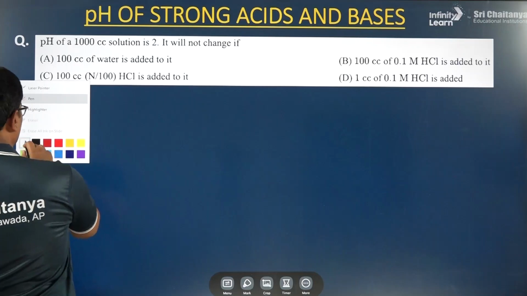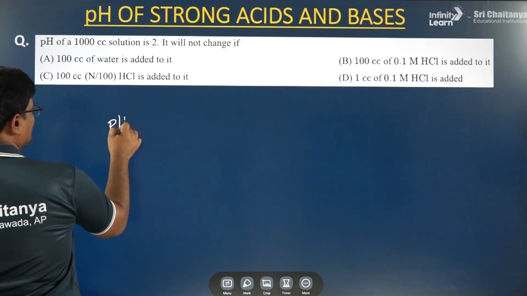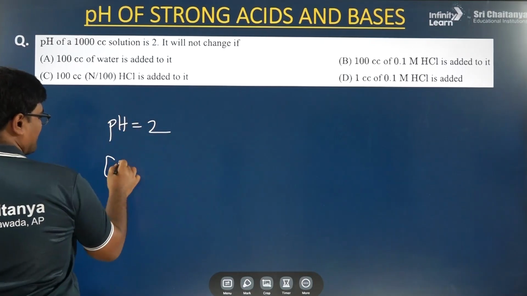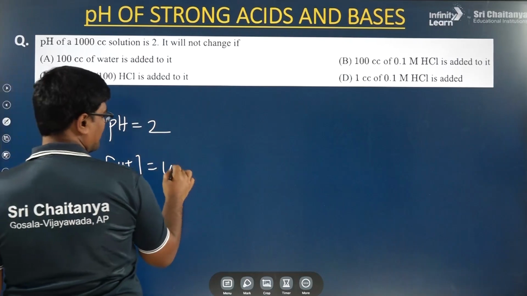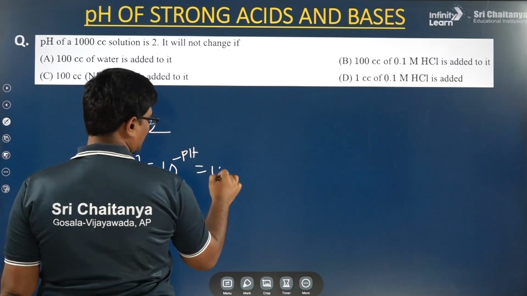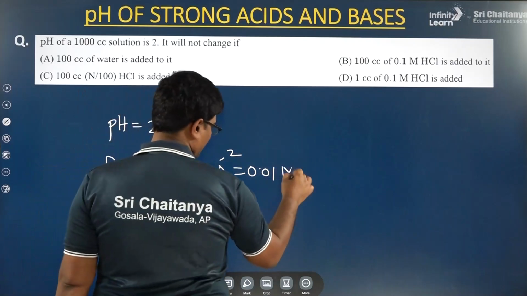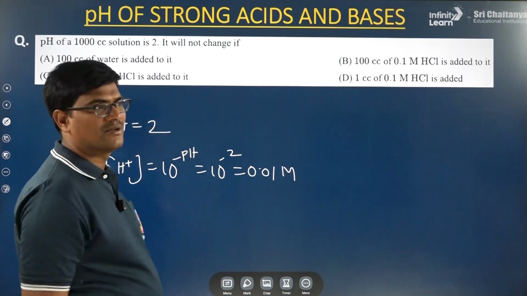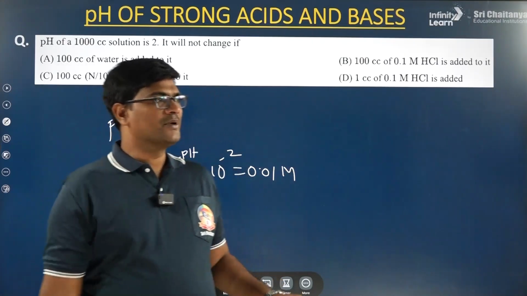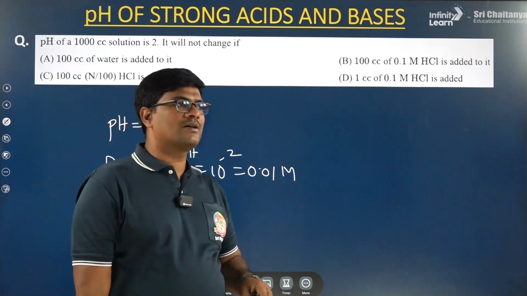Let's see. How do we calculate concentration? pH is equal to 2. Then what is the concentration of H plus ions? That is written as 10 power minus pH. That is 10 power minus 2, 0.01 molar or normal. For H plus ion, molarity is equal to normality only. That means we are taking 0.01 molar HCl solution.